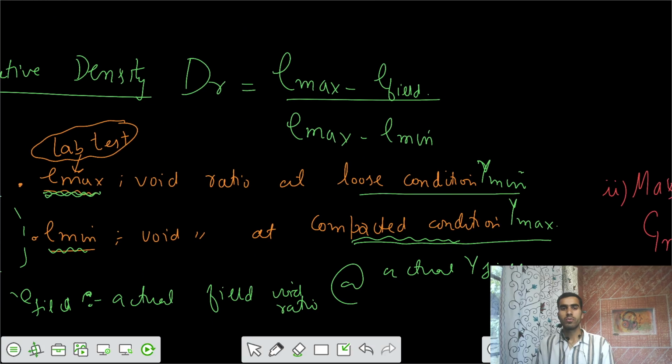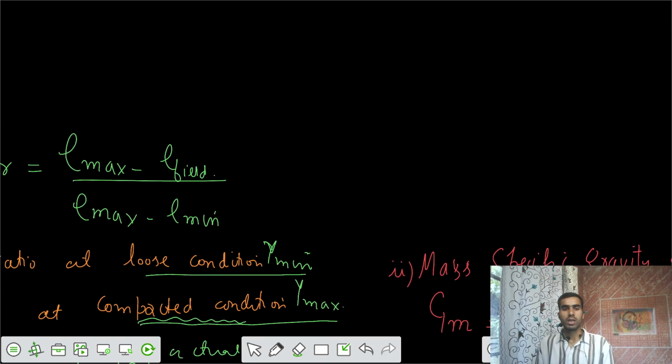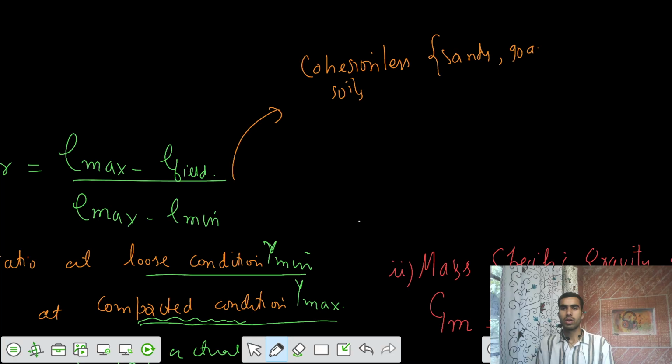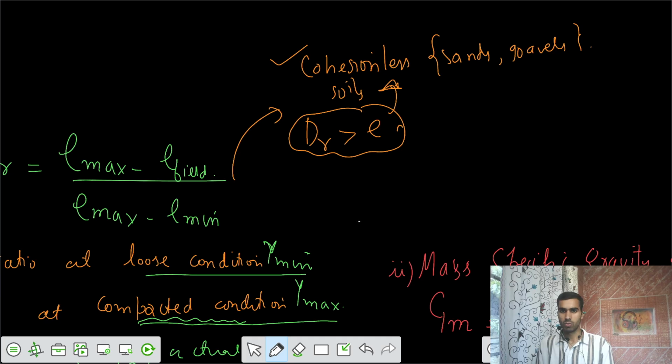So this term we generally use for cohesionless soils, and cohesionless soils include sands and gravels, not clays. So this is an important parameter useful for cohesionless soils, and it is more useful than E for these kinds of soils.